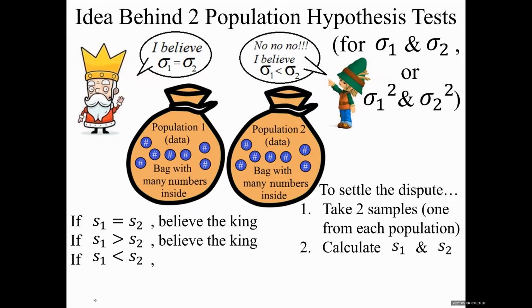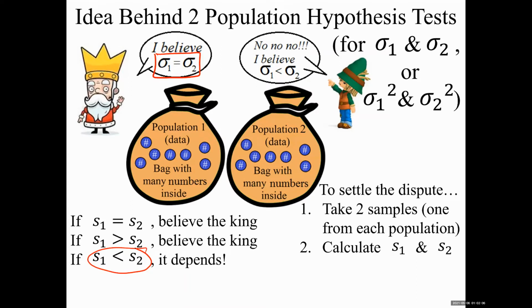If S1 is less than S2, who do you believe? The answer is it depends. You don't say, oh, look, S1 is less than S2, and the peasant is saying less than, so automatically believe the peasant. You don't do that. Because again, if the king is right, that sigma 1 equals sigma 2, then S1 and S2 should be close, but it could be the case that S1 is less than S2 and they're close.